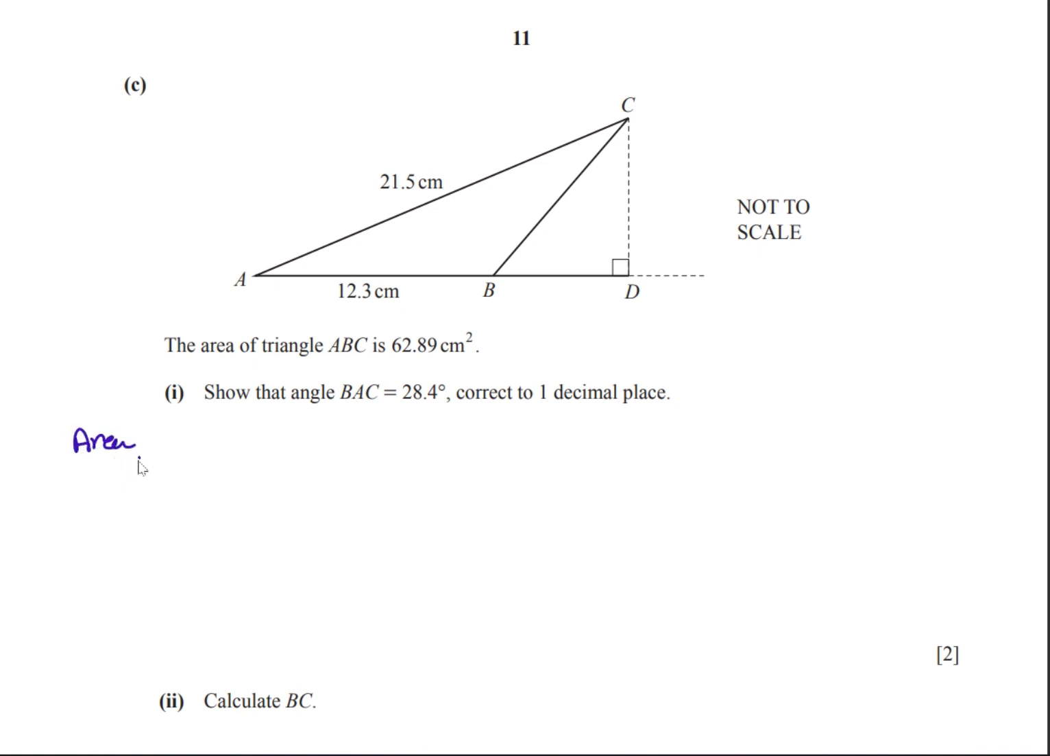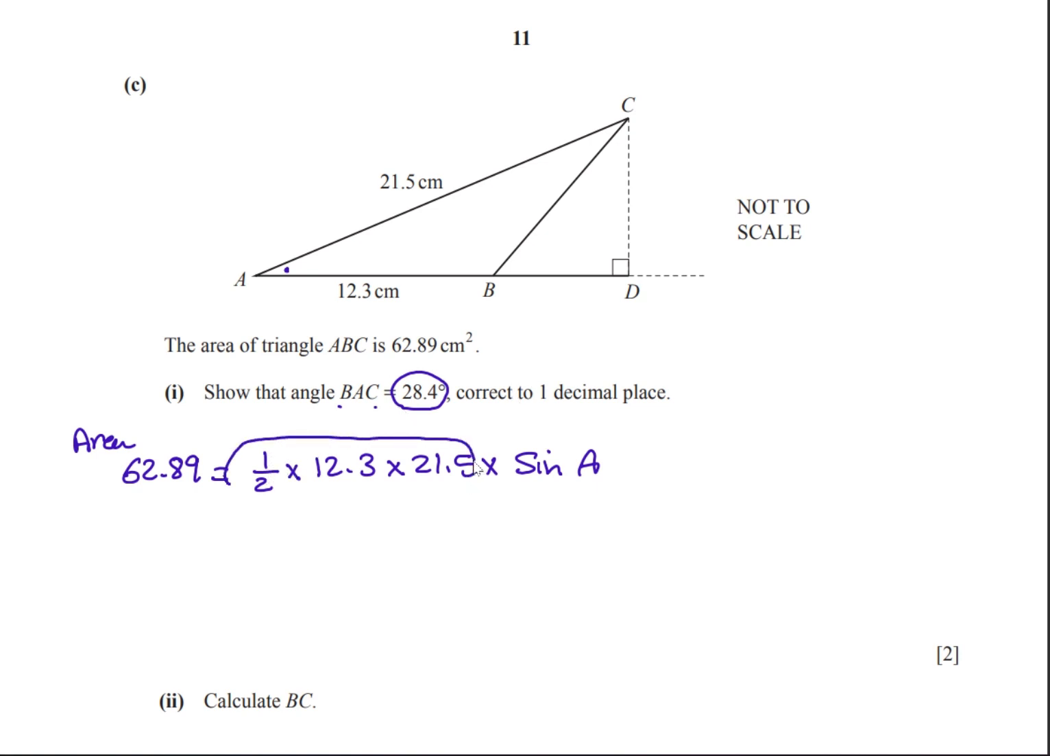If there is no height or perpendicular dimension on the base, the area, 62.89, equals half multiplied by the two sides multiplied by sine the angle between them, which is this sine A. So all I have to get is A, because he's telling me to show that angle BAC is 28.4. So I can calculate this first and send it to the other side by dividing.